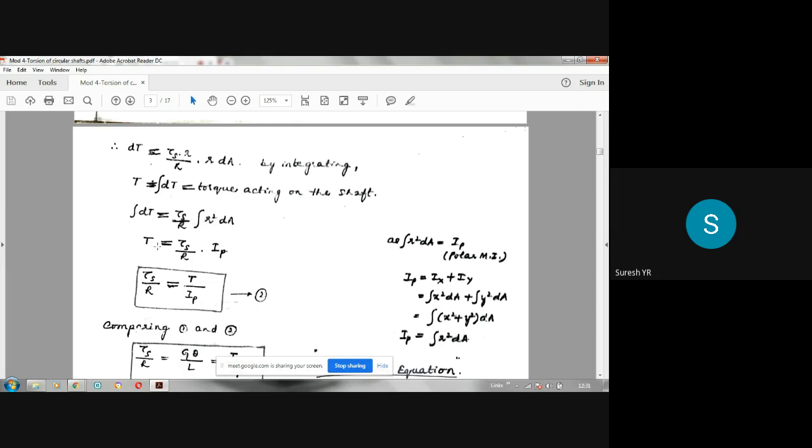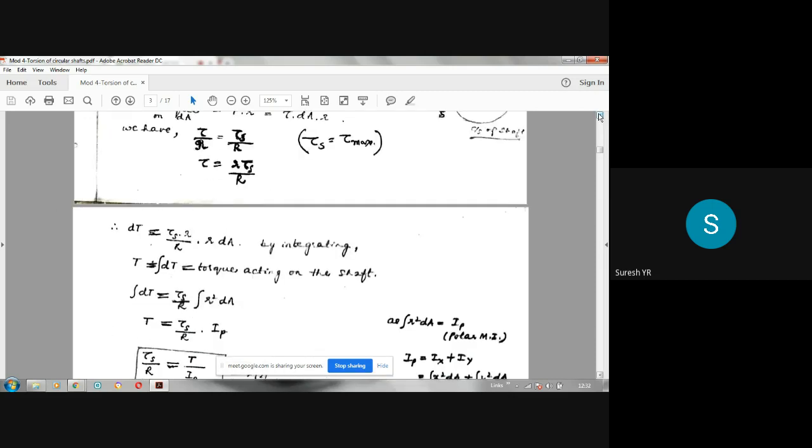So that means polar moment of inertia IP, or capital J. So this integral dt is T, tau S by R is constant into IP. So this is IP. So you can write it as T by IP is equal to tau S by R. So this is another equation. So two expressions we have derived.